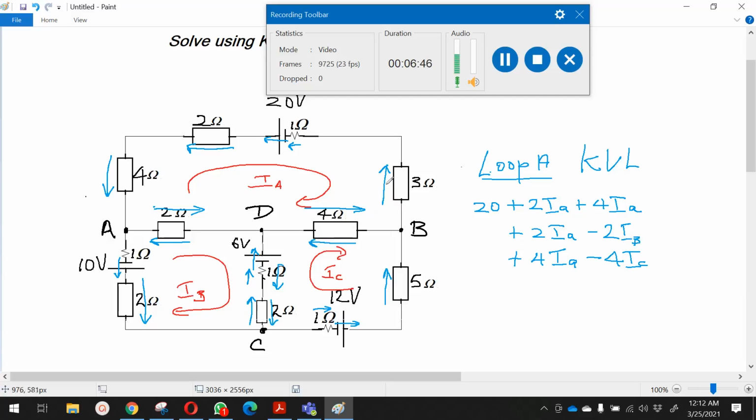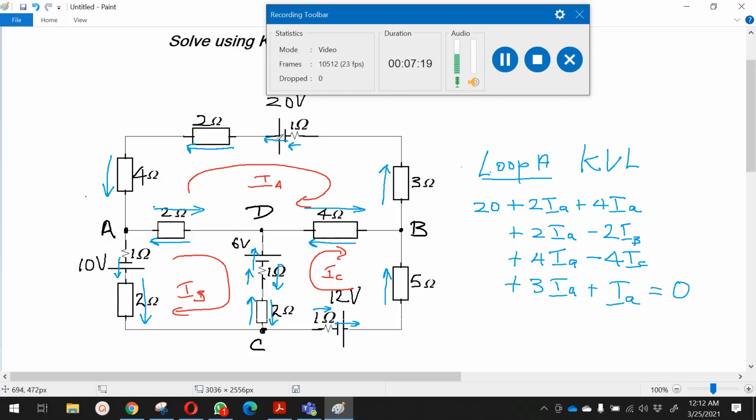Then continuing, I have 3IA, continuing, I'll have 1IA, and I'm back to the supply. So that's equal to 0. That's Kirchhoff's law: all the voltages around a closed loop must add to give 0. Now I'll do a quick check to make sure I have all voltages accounted for.